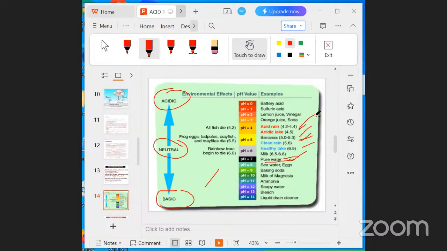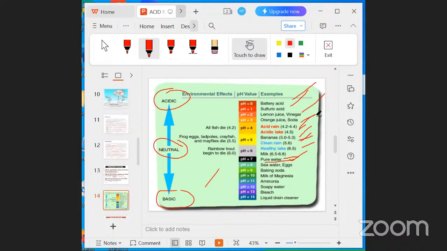In your examination, if they ask about the pH scale, you should write these examples. pH 0 is battery acid, pH 1 is sulfuric acid, pH 2 is lemon juice and vinegar, pH 3 is orange juice and soda, and pH 4 is acid rain, that is 4.2 to 4.4, and acidic lake is 4.5.